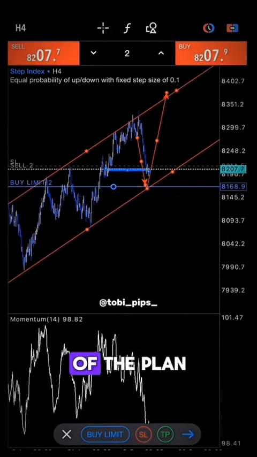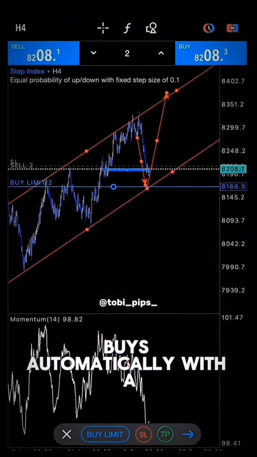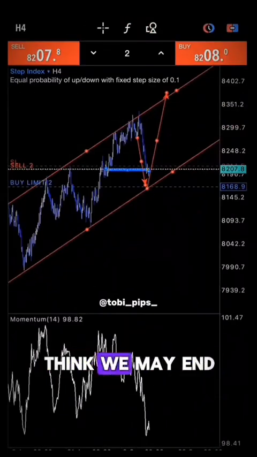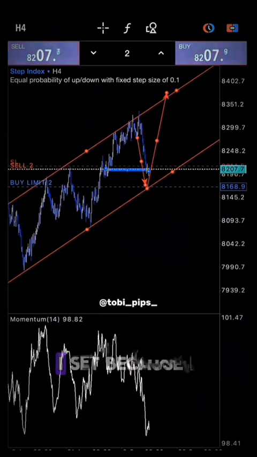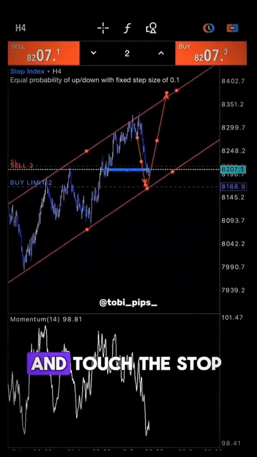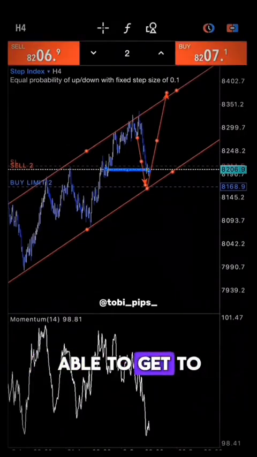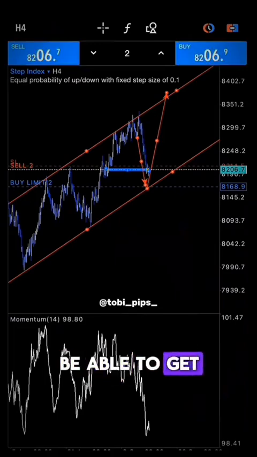For the second part of the plan, I'm using a buy limit. So as soon as price gets to this point right here, you should enter for buys automatically with a lot size of 2. All we can do right now is to wait for the result. The only problem I think we may end up running into probably would be with the stop loss I said, because I use a big lot size and price may move up a little and touch the stop loss. But if that part of the plan works out well, then we should be able to get to $1,000 with just this one trade. Okay, I guess it's 2 trades, but we should be able to get to $1,000 easily.